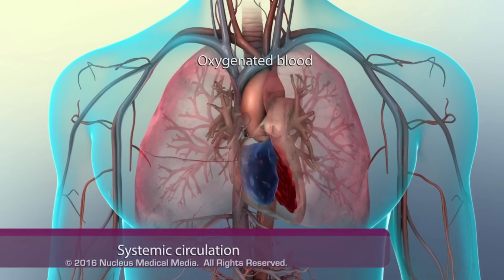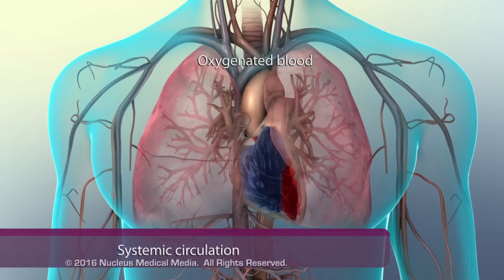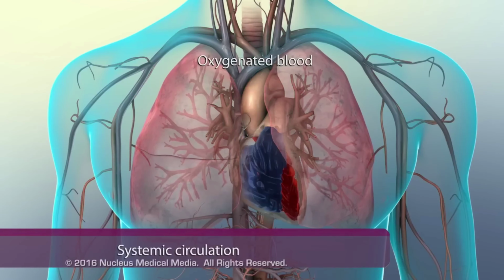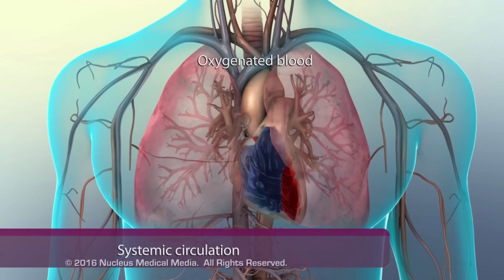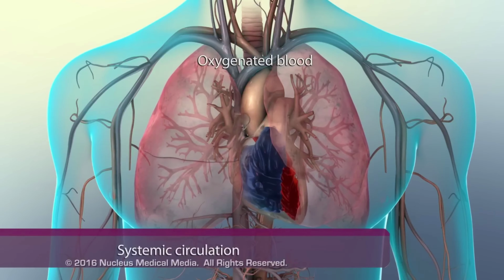The left side of the heart produces systemic circulation. This is the movement of oxygenated blood returning from the lungs to the left atrium and ventricle and out through the aorta to be distributed to the rest of the body.